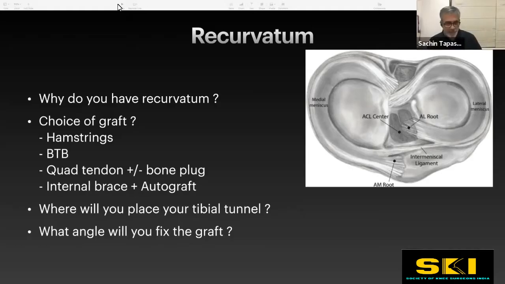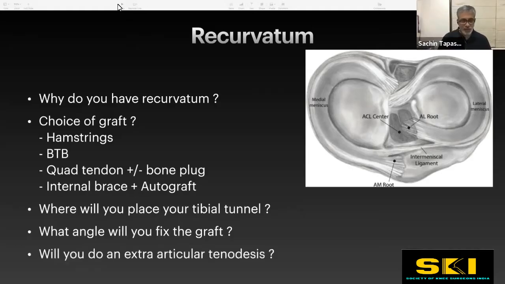Who amongst the panel will add an extra-articular tenodesis? I will do. That was the point, sir. Under anesthesia, it's an explosive pivot, because without anesthesia it was grade 2. So we expect it to be grade 3 under anesthesia. So I would like to add LET.